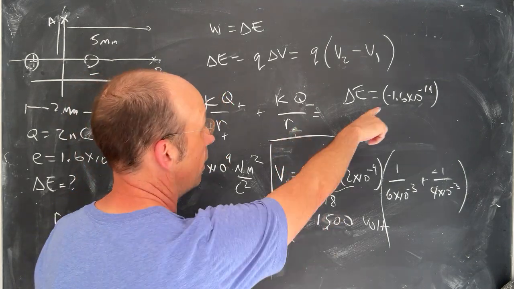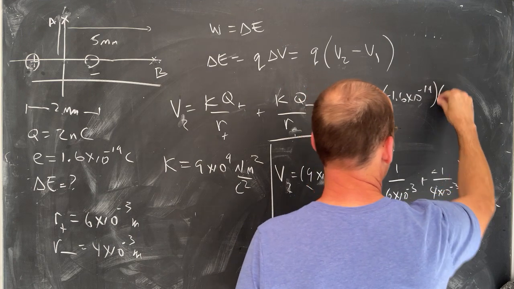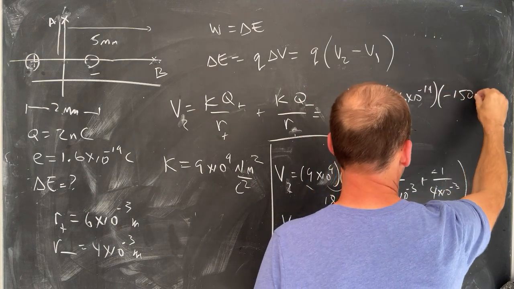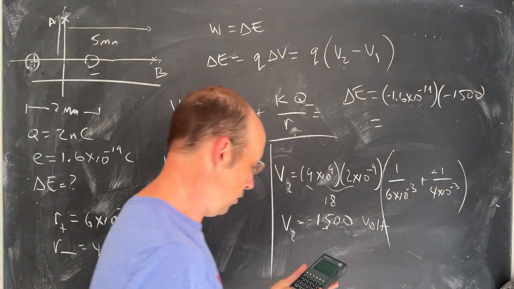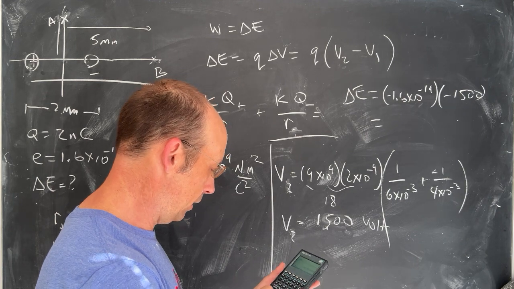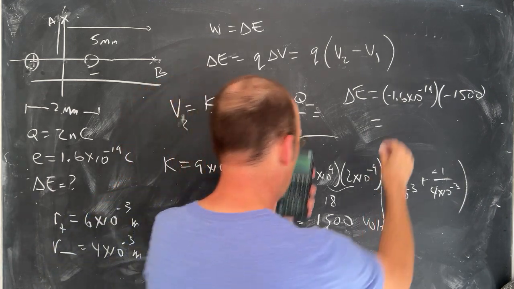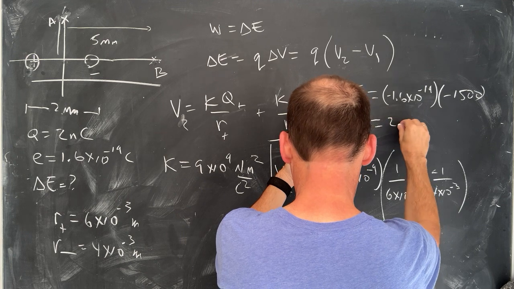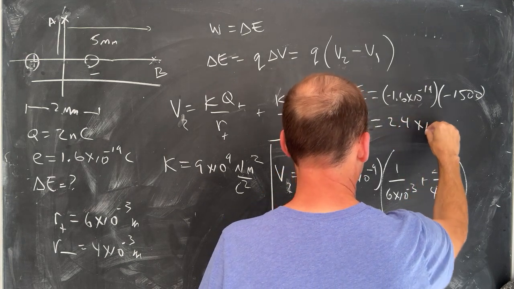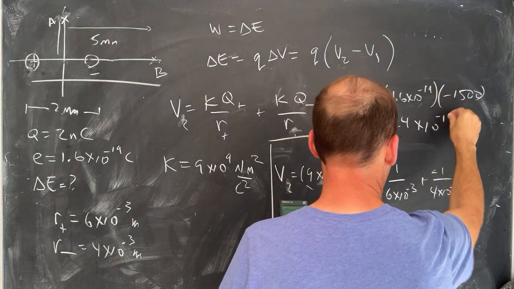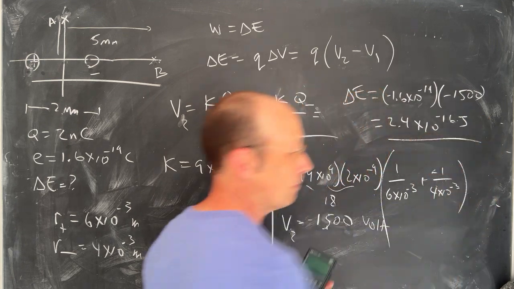Okay. So, and then multiplied by this. Negative 1500, and I get a change in energy of 1.6 times 10 to the negative 19 times negative 1500. I get 2.4 times 10 to the negative 16 joules.